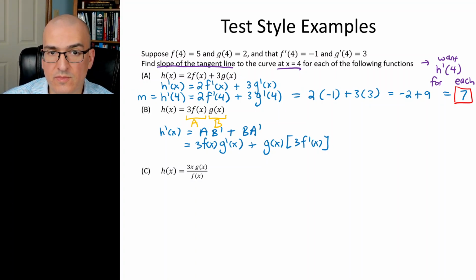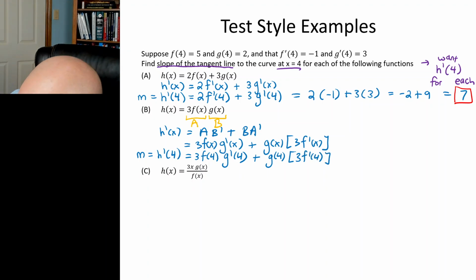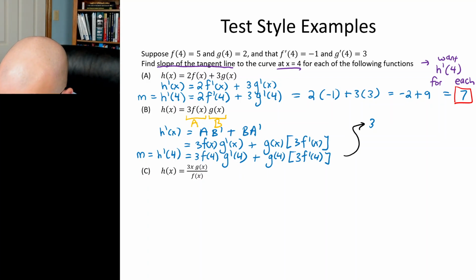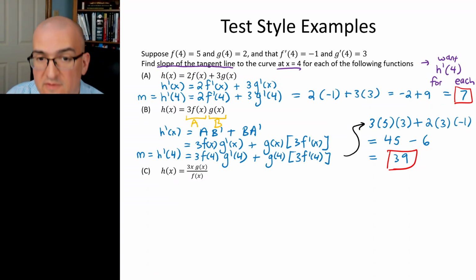Now we want the slope by evaluating this at 4. We'll plug in our data. So 3 times f of 4 is 5, times g prime of 4 is 3, plus g of 4 is 2, times 3 times f prime of 4 is -1. So we'll have 45 minus 6, which is 39. That's the slope of the tangent line for that function.